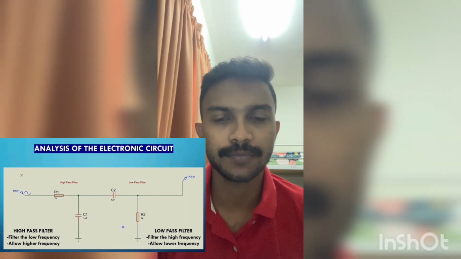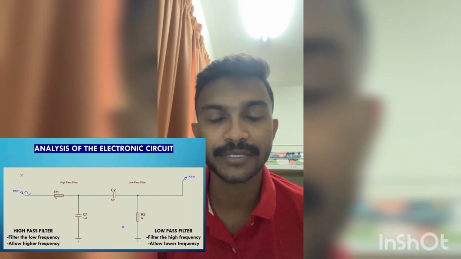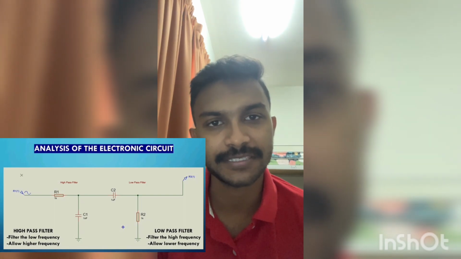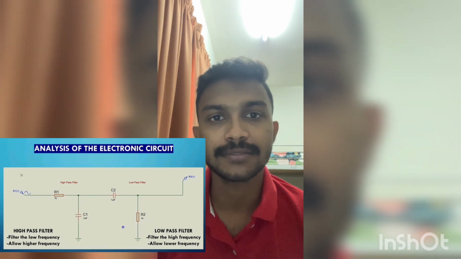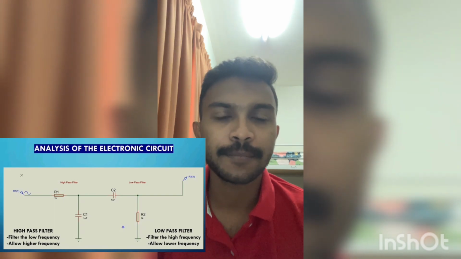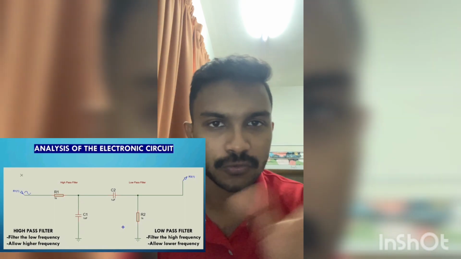So here I can show the circuit, plus I've added some information about the circuit, which I placed as a high pass filter in one part, and the other part is a low pass filter. So let me explain the main characteristics of these two filters.